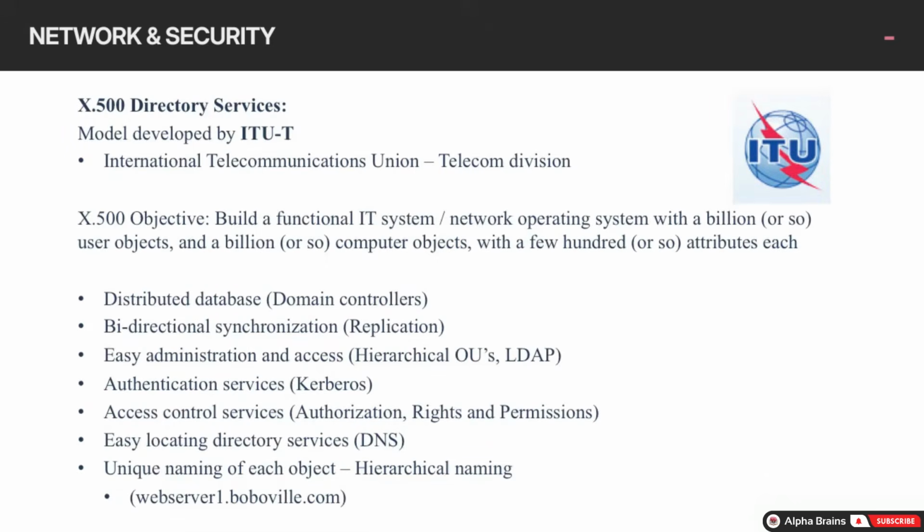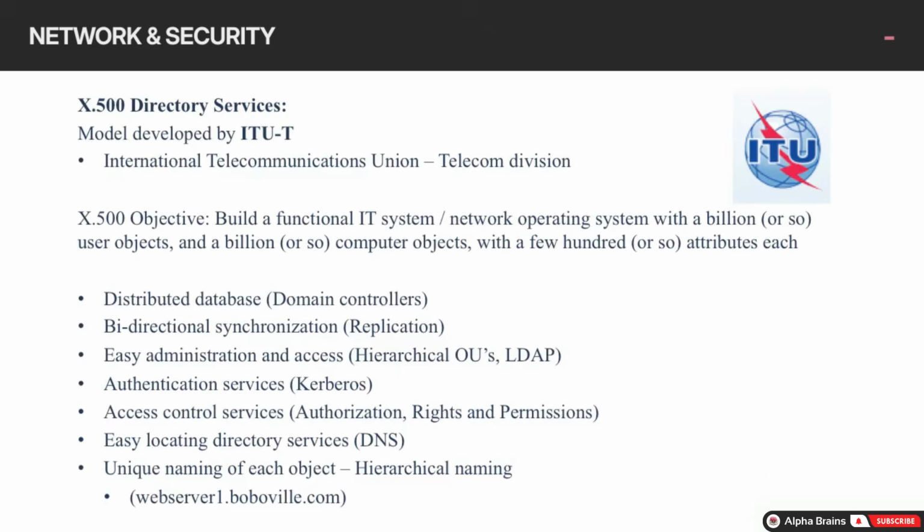Let's continue with a look at X.500 directory services as a networking infrastructure service. Now, X.500 directory services was developed by the Telecom division, and their objective was that they recognized there was a need to authenticate and authorize endpoints or users in a large corporate networking environment. As many as 1 billion or so users and as many as 1 billion or so computers. And how would such an authentication and authorization system work with such a large number of users and computers?